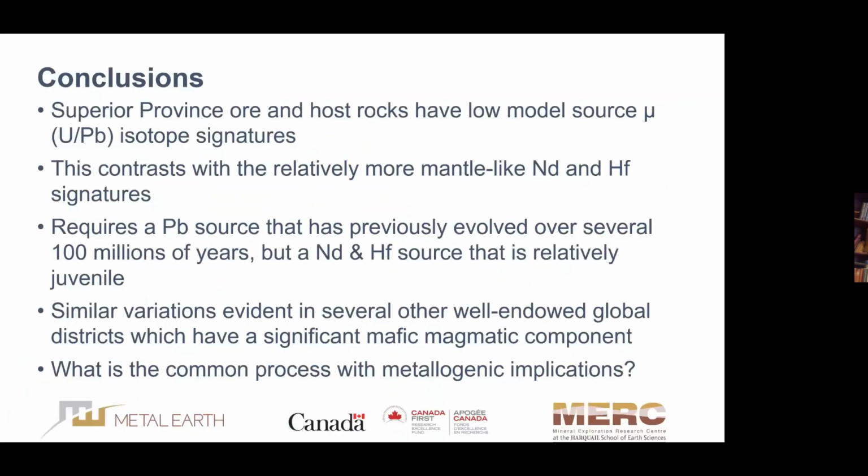So conclusion-wise, the Superior has low model source mu, which contrasts with the mantle-like neodymium and hafnium, and one can explain that through an episodic event, but it does require a lead source which indicates that whatever source one's working with must have evolved for several hundreds of millions of years, even though the neodymium and hafnium data don't provide that evidence. We see similar variations in several other well-endowed global districts, and we would suggest that there might be a common process which could have metallogenic implications, which we should be considering for exploration.